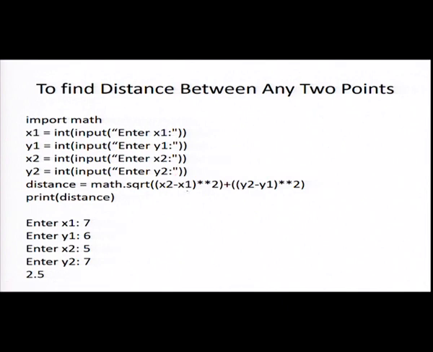So x2 minus x1 the whole square, this denotes the exponential, plus y2 minus y1 the whole square, this denotes the exponential. I print the distance. So when I print the distance and press enter, enter x1 7, y1 6, x2 5, y2 7. When you compute, you get the result as 2.5. So this is how you find the distance between any 2 points.